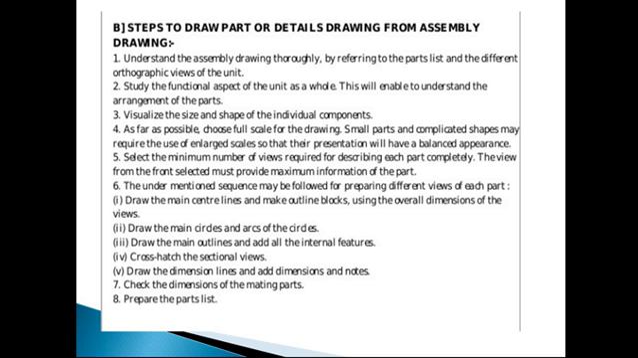Then draw the dimension lines and add dimensions and notes. So use dimension lines on your drawing and some notes there. Then check the dimensions of the meeting parts. Whatever meeting parts are there in the assembly, check their dimensions and use them in your detailed drawing, and prepare the part list. At the end, it is important that whatever you have drawn in detail, you make a part list.